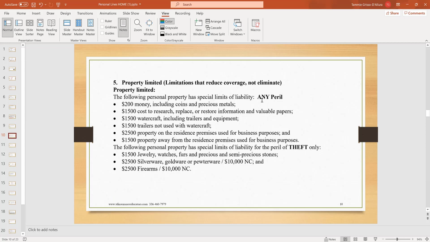Now, they will limit these next things that we're going to talk about, but only for the peril of theft. This is for the peril of theft only.